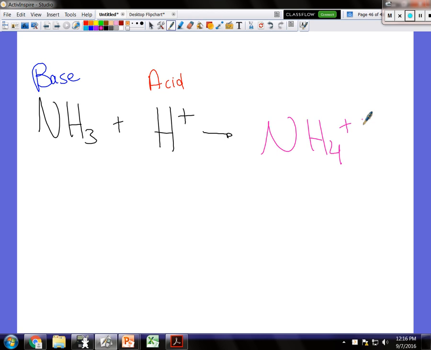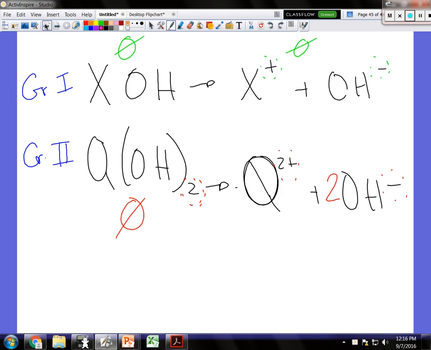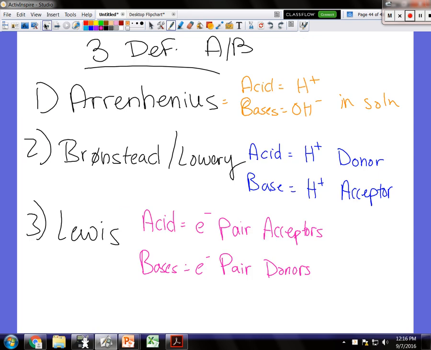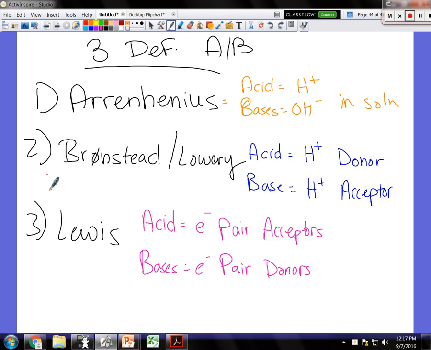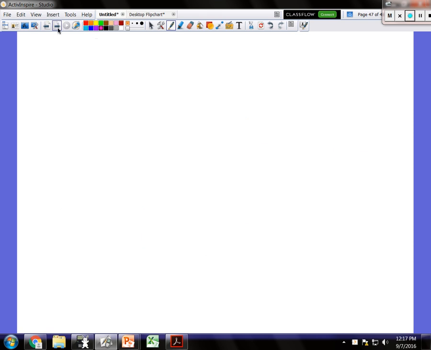Okay. Now, let me show you Lewis. Have you ever heard of Lewis before? What did he have to do with? Lewis structures. What do we always have to count? What are dots? Amazing. Lewis talked about electrons. So let me show you the Lewis structure version of what happens here. According to Lewis, acids are electron pair acceptors, and bases are electron pair donors. Watch this magic part too.